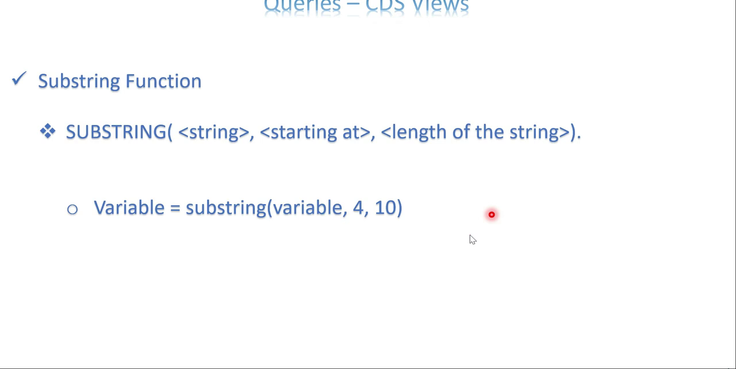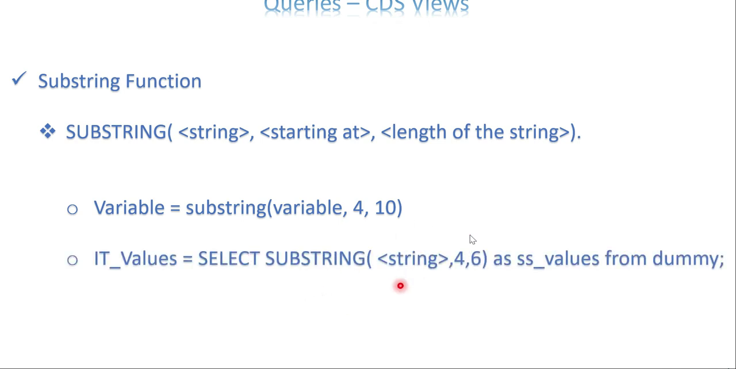For the AMDP methodology, we have two concepts: one is procedure and one is table function. Whatever I'm explaining is usable in both places. So variable is equal to substring, then the variable or a hard-coded value, and then the position. So four of ten, for example.